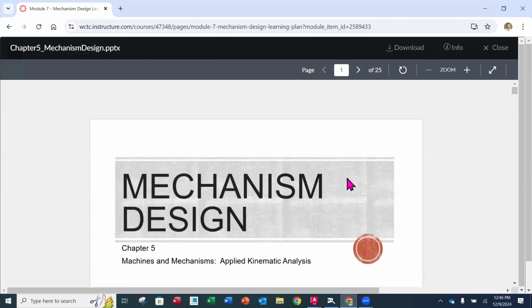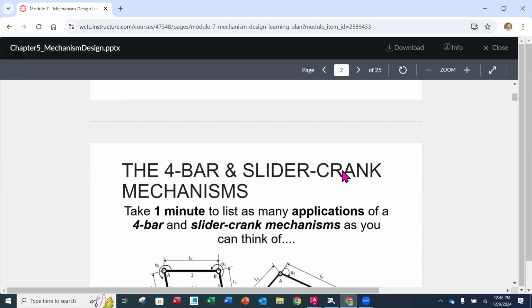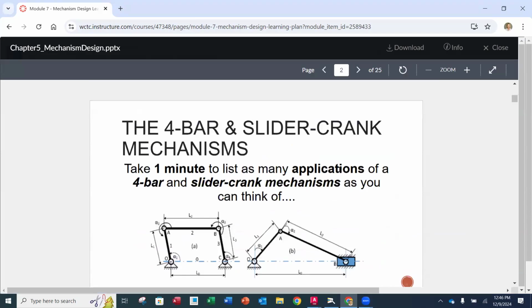I'm going to zoom out here a little bit, and we're going to get started and think about some things before we jump in. So first of all, it says here, we've been studying and looking at a number of 4-bar mechanisms and slider crank mechanisms. We've been living with them, if you would, and looking at them in a lot of different ways, not only kinematic diagrams or looking at displacements, but we're looking at velocities as well.